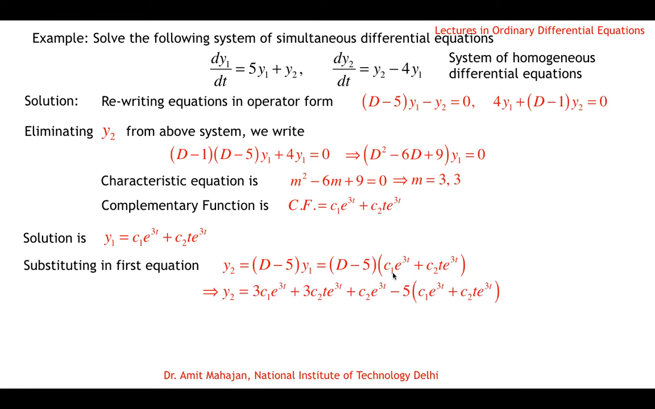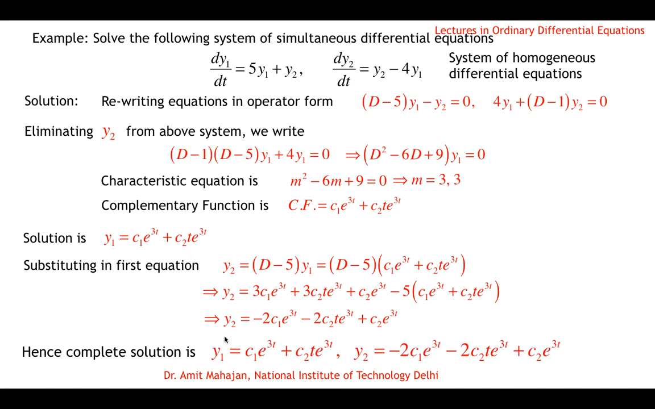Derivative of the first term, exponential, is the exponential times 3. Here we use the product rule, so t times the derivative plus the exponential times the derivative of t. And minus 5 times this term. Now we can combine these terms to write y2 as a solution. So the complete solution is nothing but y1 equal to this and y2 equal to this. So y1 and y2 combined form the solution of this system. So the complete solution can be written as the y1 solution and the y2 solution.